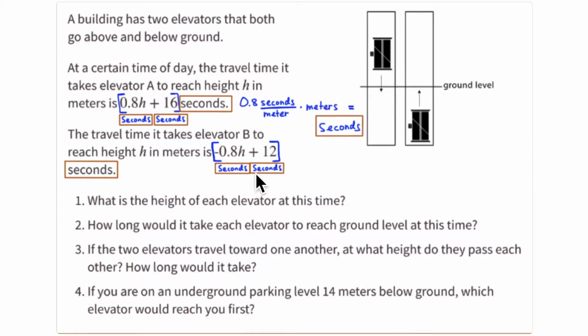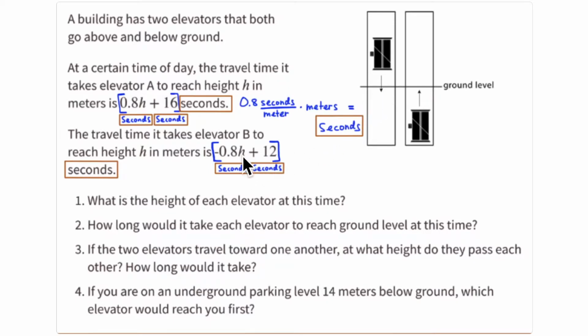Let's see if the same idea holds. If this is 1 meter, this is going to be a negative 8/10, because 1 times a negative 8/10 is a negative 8/10. So you add a negative 8/10 to 12, that's less time. That's 11 2/10. So to get to 0 height, to get to ground level, it takes 12 seconds, because when h is 0, this takes 12 seconds. But to get to 1 meter, it takes only 11 2/10 seconds. So that makes sense. To get to 1 meter, it's going to take less time, 11 2/10 seconds.